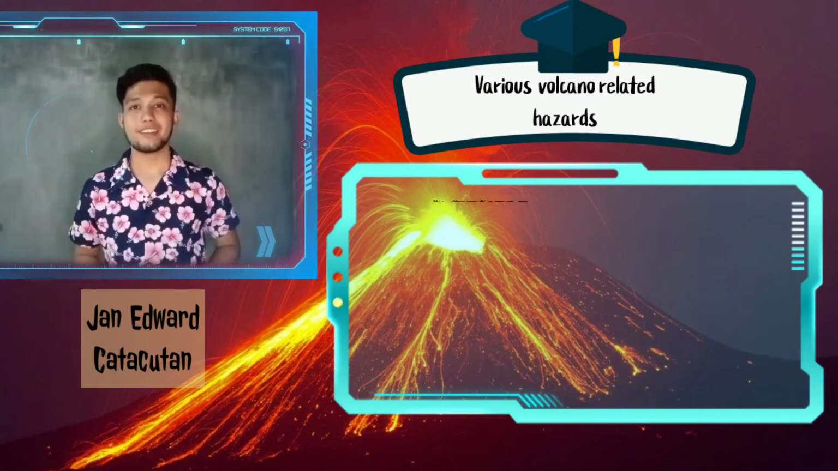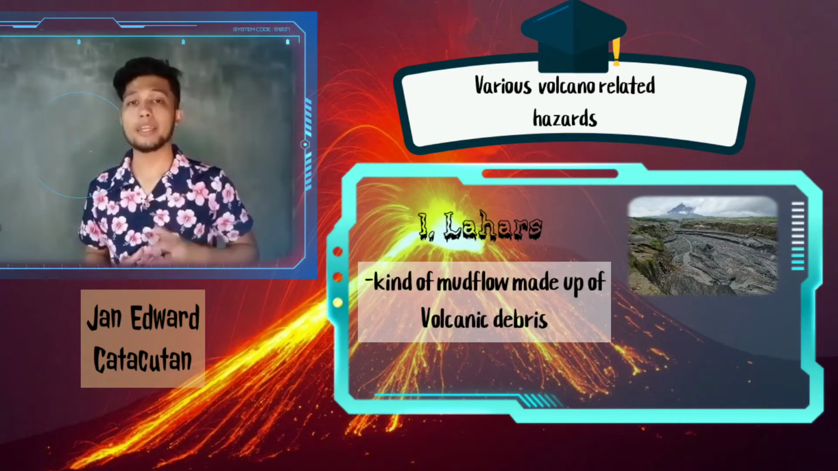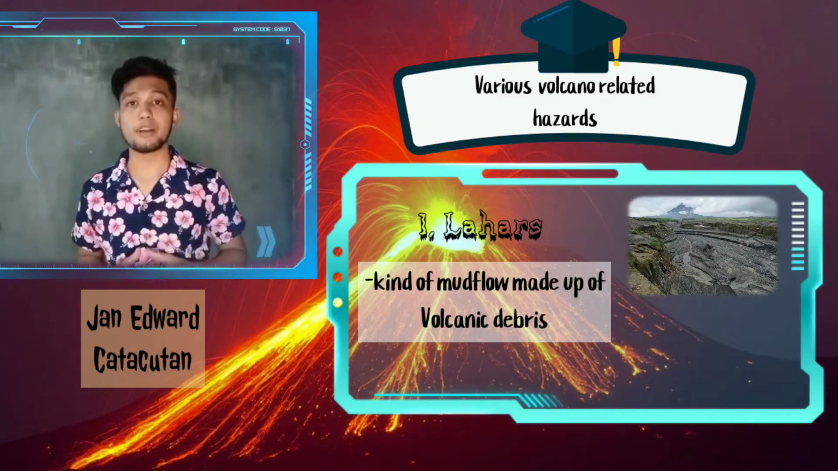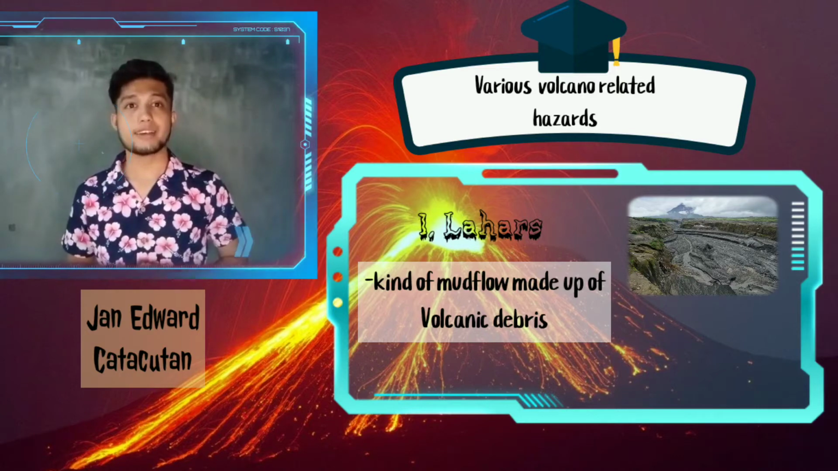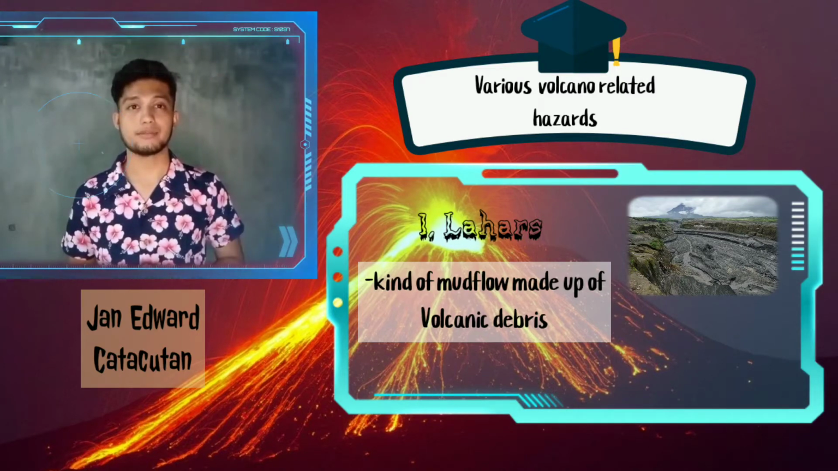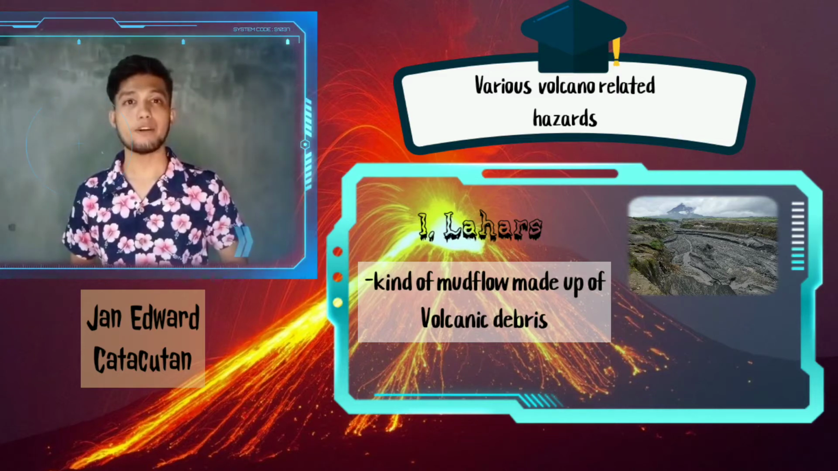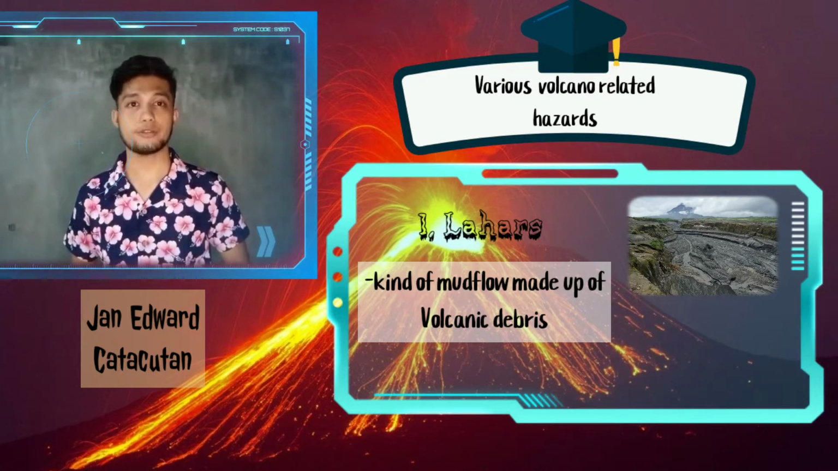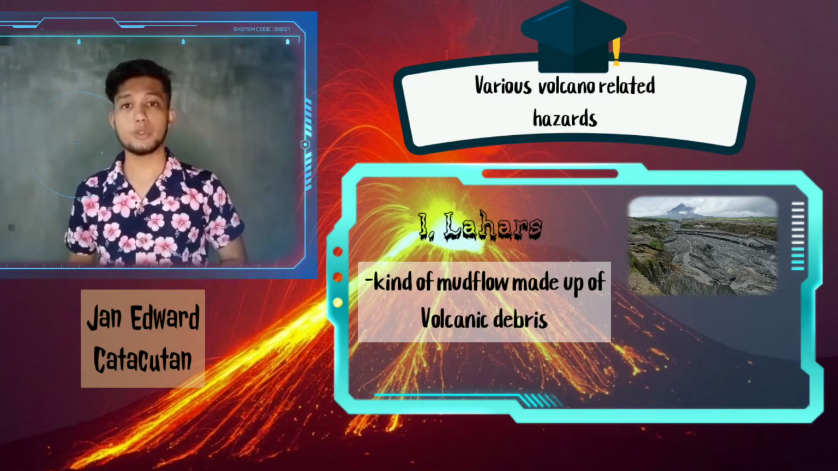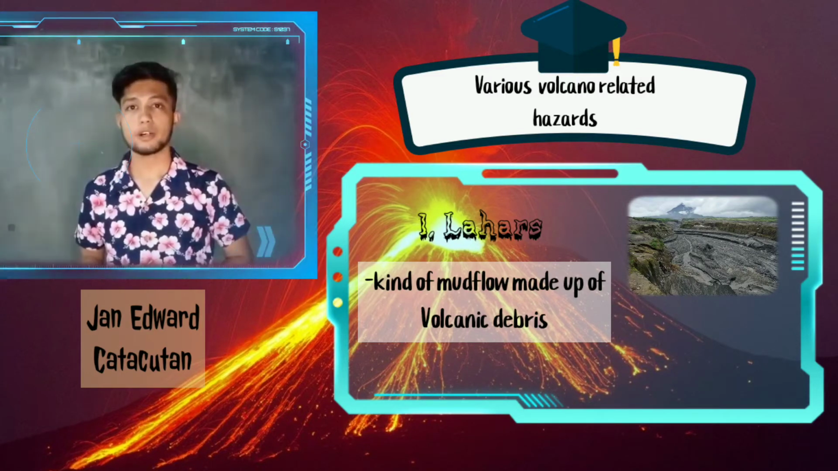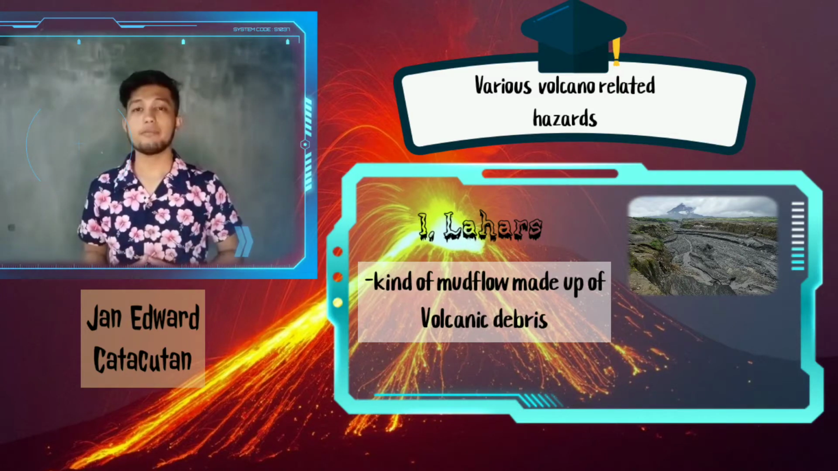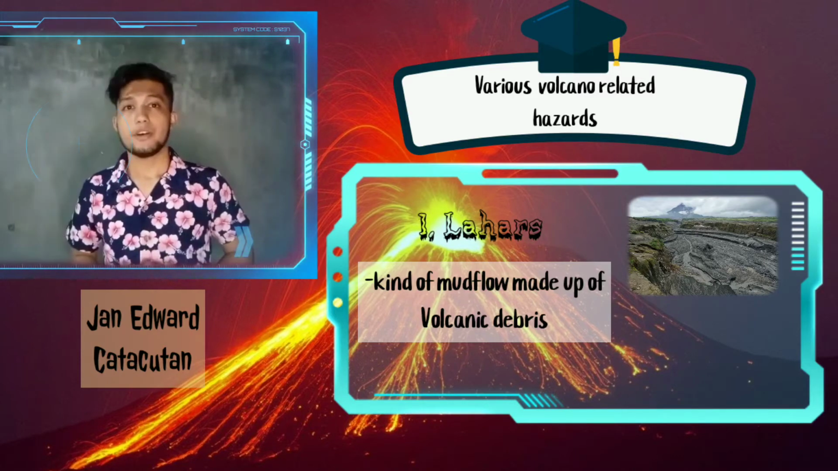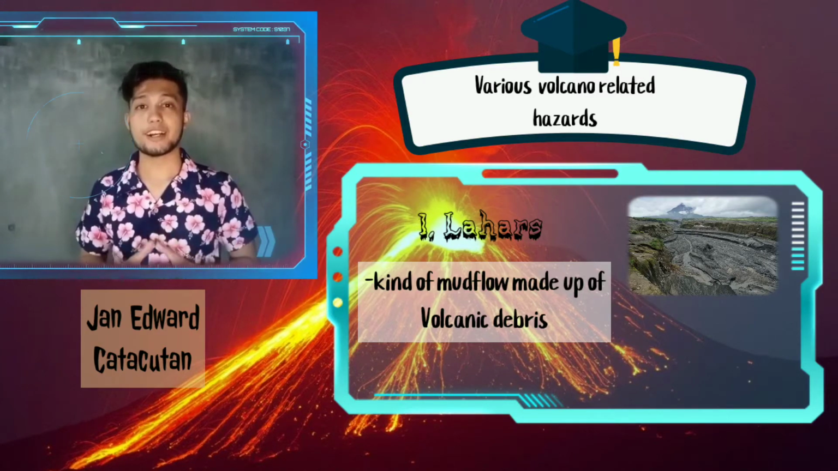The first one is the lahar. It is a kind of mud flow made up of volcanic debris and it can form in a number of situations. Namely, number 1, when small slopes collapse and gather debris on their way down a volcano. Number 2, through rapid melting of ice and snow during an eruption. Number 3, from heavy rainfall on loose volcanic debris. Number 4, when a volcano erupts through a crater lake. Or number 5, when a crater lake drains because of overflow or wall collapse. Those are the situations in which lahar can be formed.